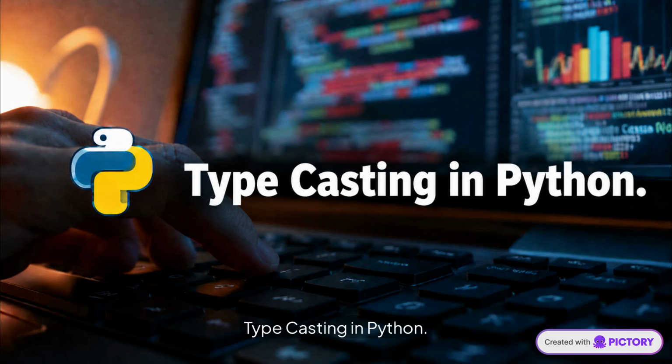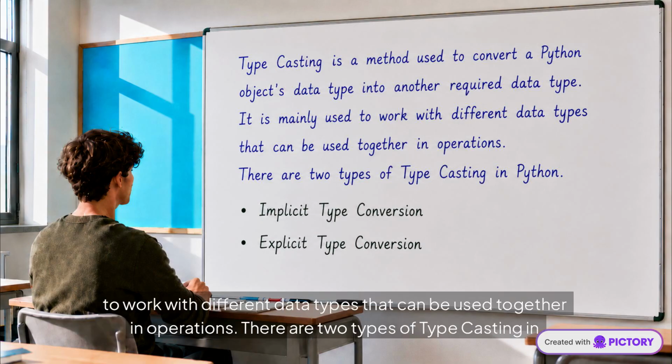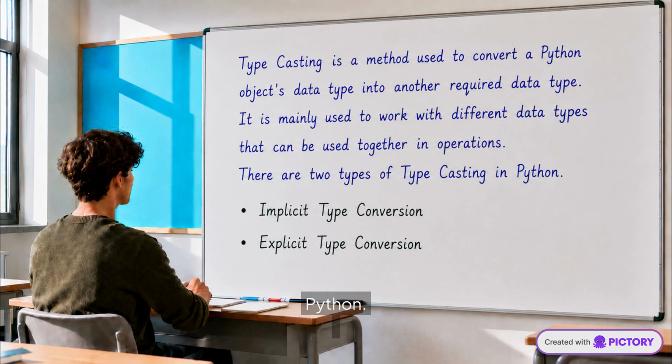Typecasting in Python. Typecasting is a method used to convert a Python object's data type into another required data type. It is mainly used to work with different data types that can be used together in operations. There are two types of typecasting in Python: implicit type conversion and explicit type conversion.